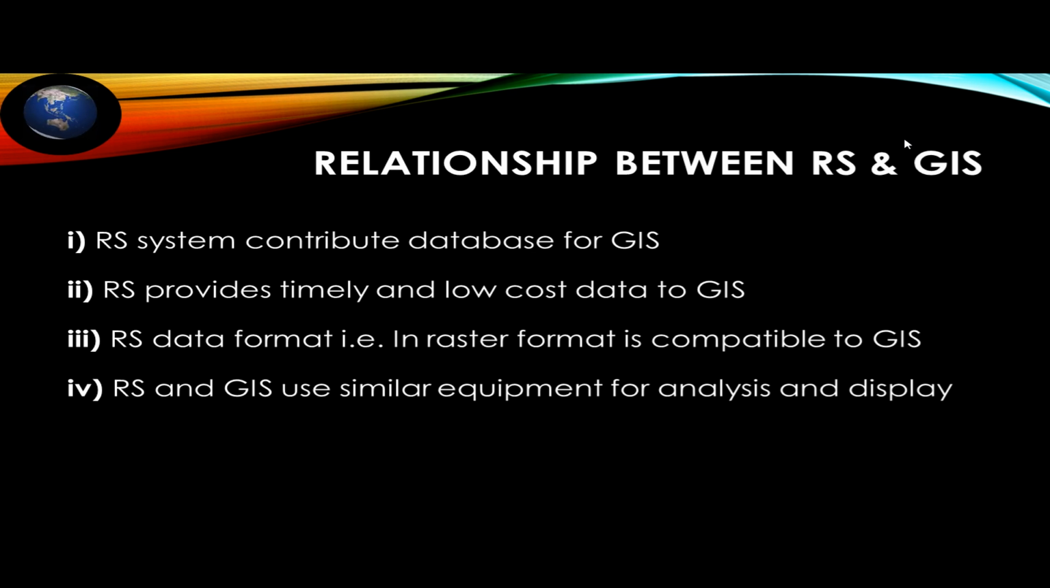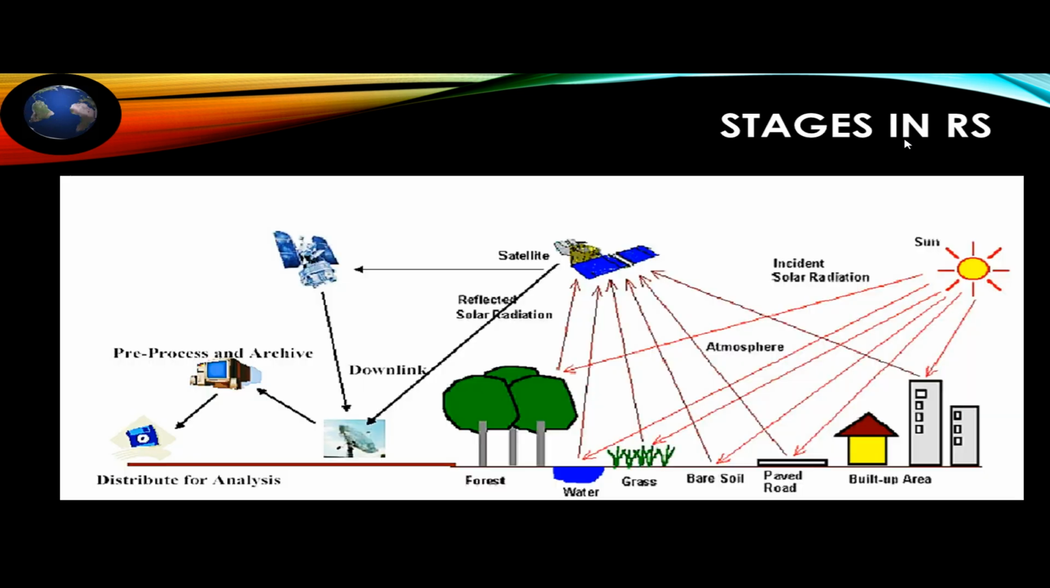So remote sensing and GIS use similar equipment for analysis and display. So these are the same thing. We are collecting the information through remote sensing sensors, and we are implementing it into our geographical information system tools. So these are the relationships between remote sensing and GIS.